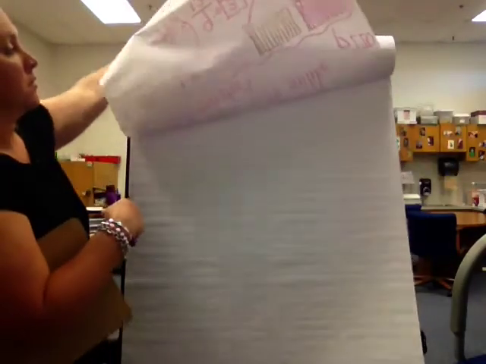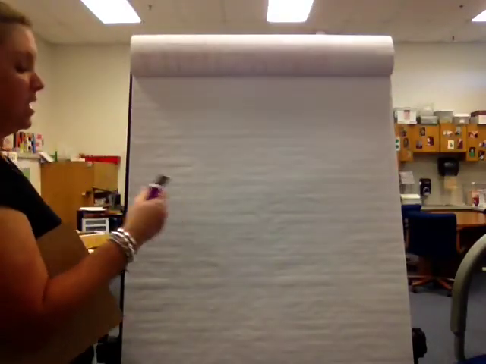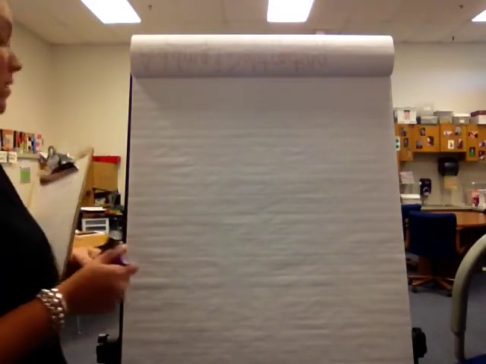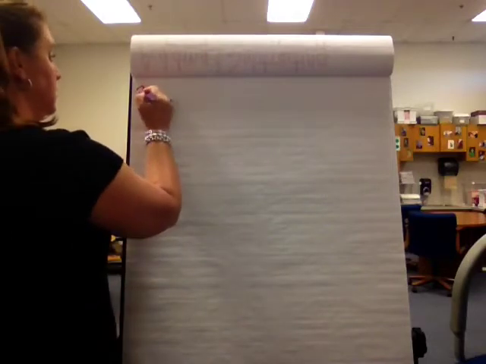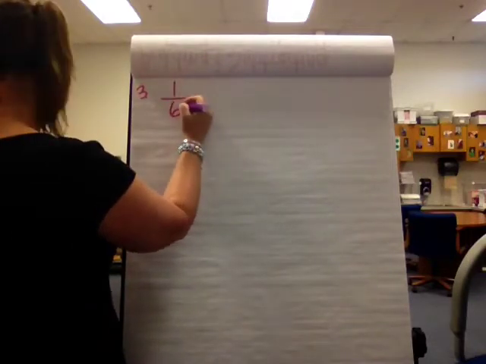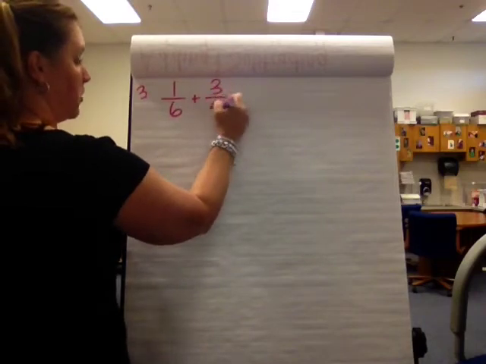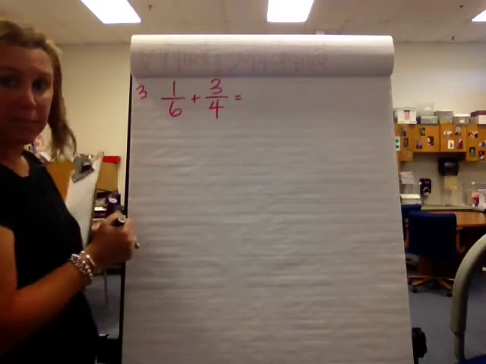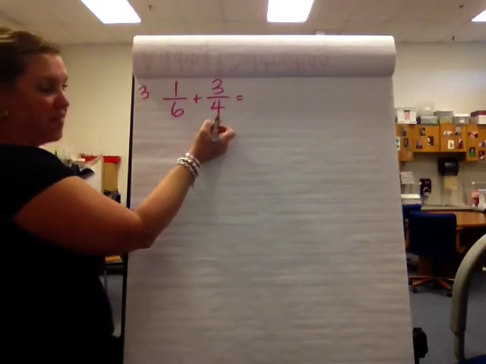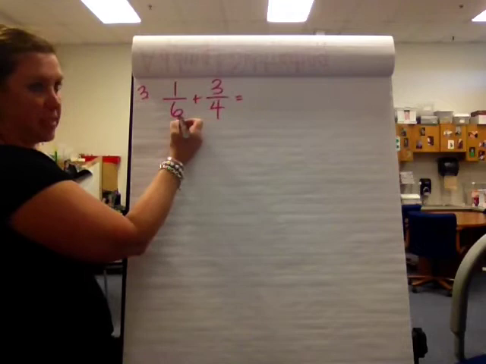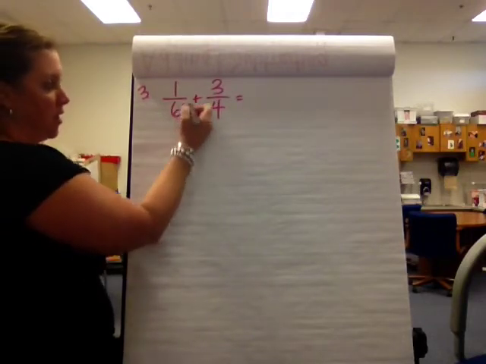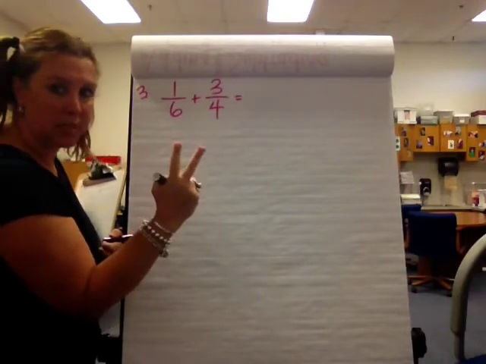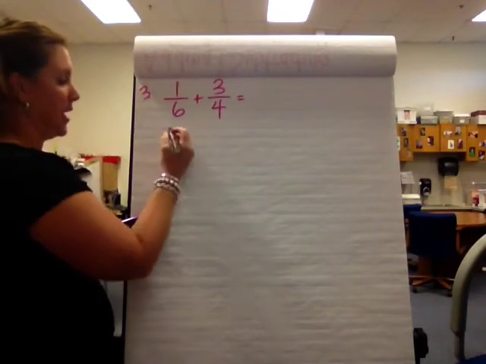Okay? Let's look at number 3. Okay, you've got 1/6 plus 3/4. Okay? Again, I ask myself, what can I make my 4 into? Can I make my 4 into a 6? No. So then I think right here, okay, can I do 6 times 1 is 6. 6 times 2 is 12. Can 4 make 12? Yes, it can.